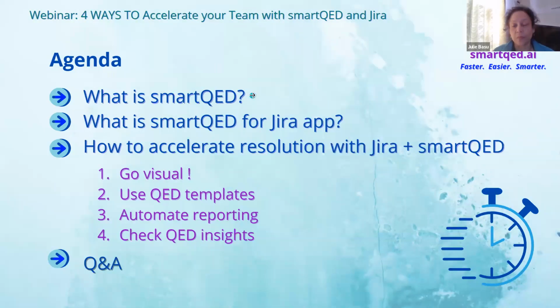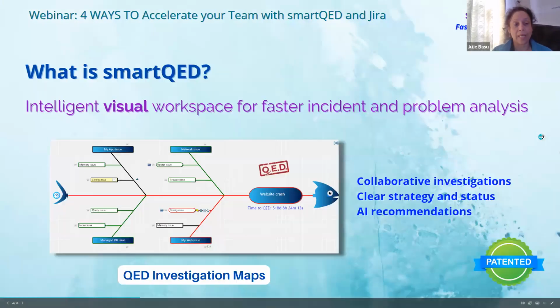So the agenda for today is what is smartQED. I'm assuming the attendees on this call already know what smartQED is. They are familiar with our capabilities. So the focus will not be today on the capabilities of what smartQED can do for you, but of course I'll give a quick overview. What is the smartQED for Jira app, and how can we accelerate resolution with the combined power of these two tools? So I will discuss 4 specific ways: visual collaboration, using templates, automated reporting, and check the insights with the recommendations from your prior data. And then we open it up to Q&A. With that, I move on.